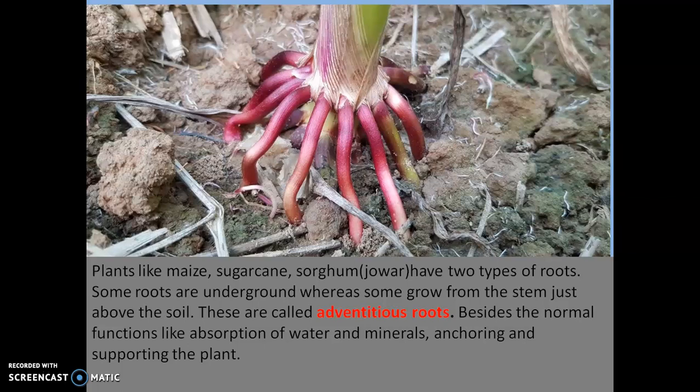Now, one type of root we have already studied, the roots that are growing inside the soil. Now, look at these roots. Are these inside the soil? If it is inside, can we see them? No. So these roots are outside. These are called adventitious roots. So a new type of roots which are called adventitious. And what is the function? They do a normal function like absorption of water and mineral, and also they anchor, that means support the plant.